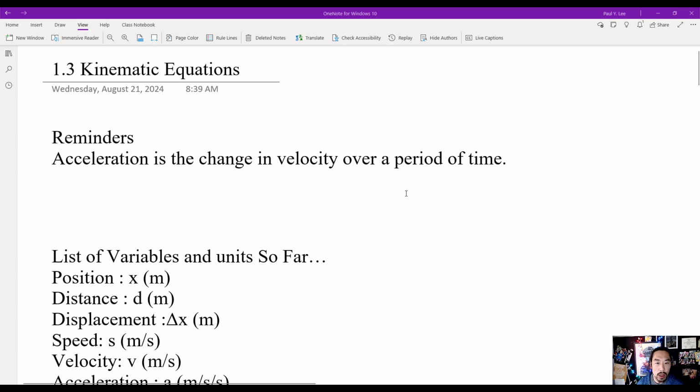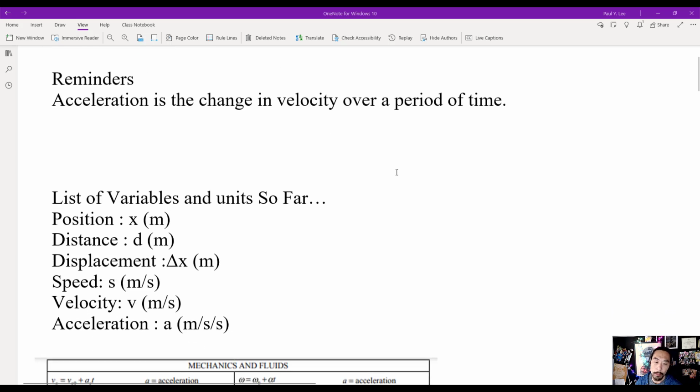To begin, it's important for us to know that acceleration is the change in velocity over a period of time, because the kinematic equations that we're about to go over are meant for an object experiencing constant acceleration. So a list of variables so far, just a good reminder of what we're about to see: position as x, distance as d, displacement as delta x, speed, velocity as v, acceleration as a.